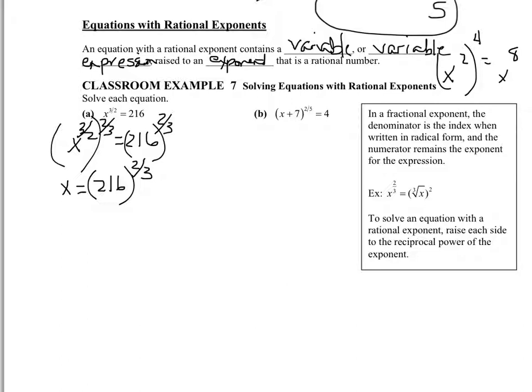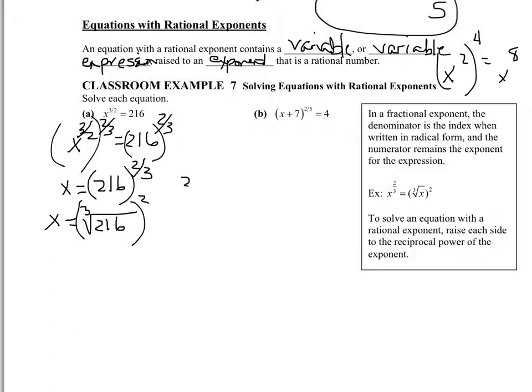Remember, the denominator in our fractional exponent is going to be the index when you go back to radical form. This is the same as saying that you need to find the cubed root of 216 and then square it. And you may think, well, I don't know how that helps me. If you remember, we have used prime factorization for simplifying radicals, and we can do that here as well.